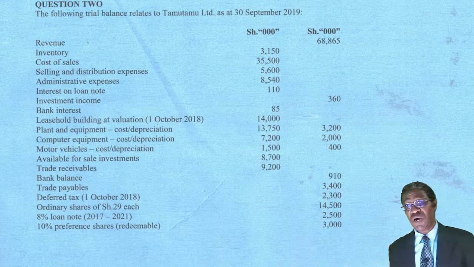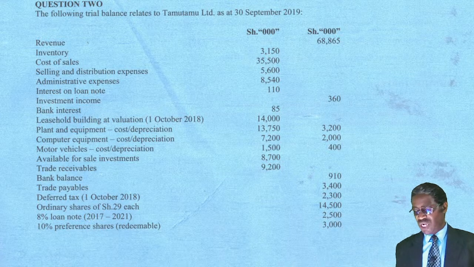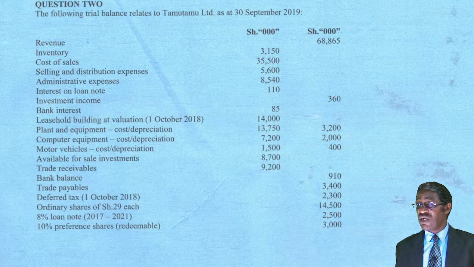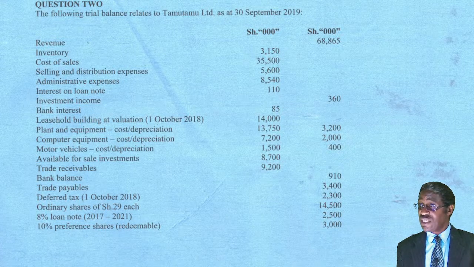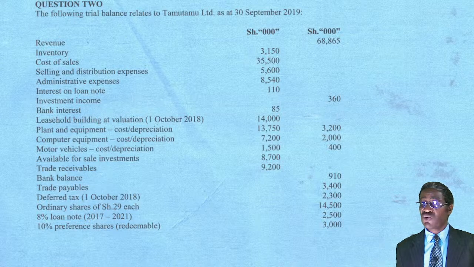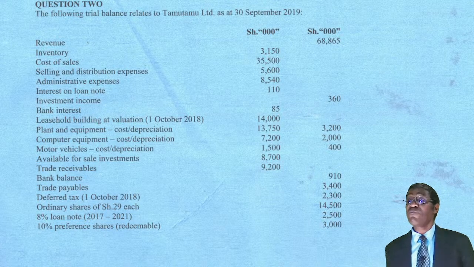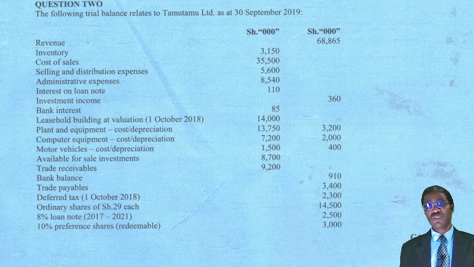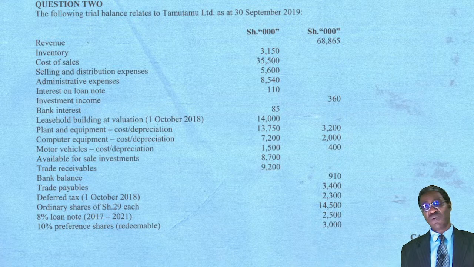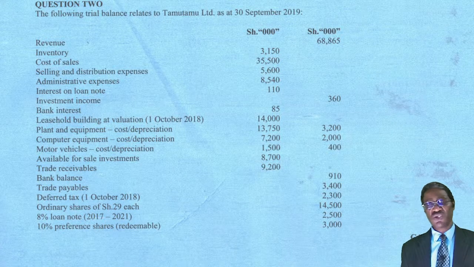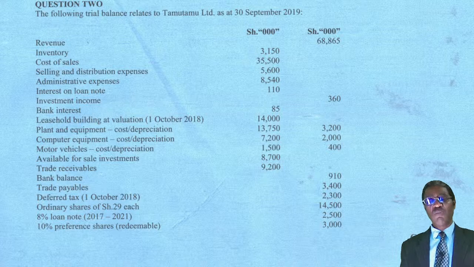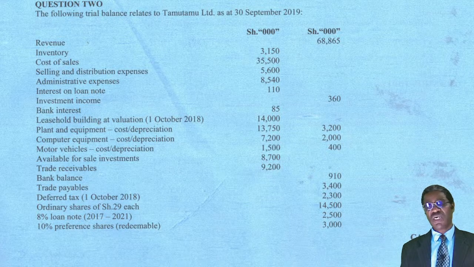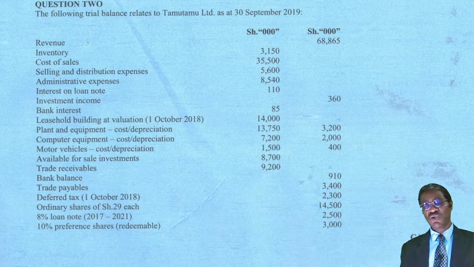of October 2018. If you look at the list up there, our current year is ending on 30th September 2019. So if I'm given the value of the building at a valuation on 1st October 2017, that's the value by the beginning of this year. Are you there? Good. Then you have the plant and equipment cost and column cost stroke depreciation. So you are given one figure for cost, another figure for depreciation, accumulated of course. Then you have computer equipments cost and depreciation, motor vehicle cost and depreciation.